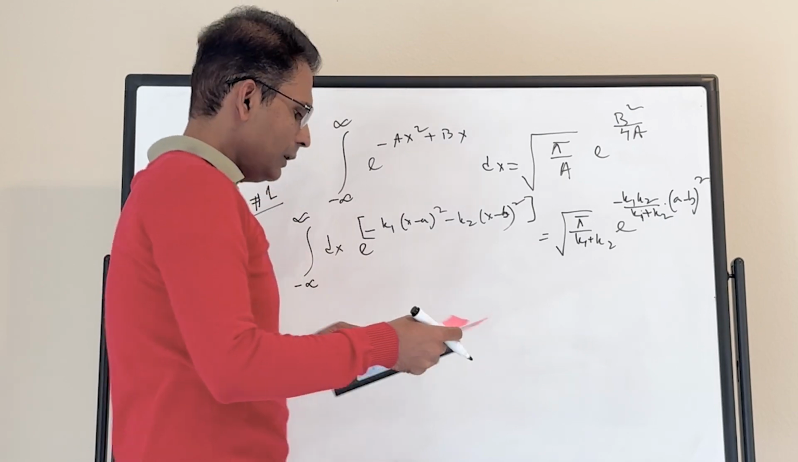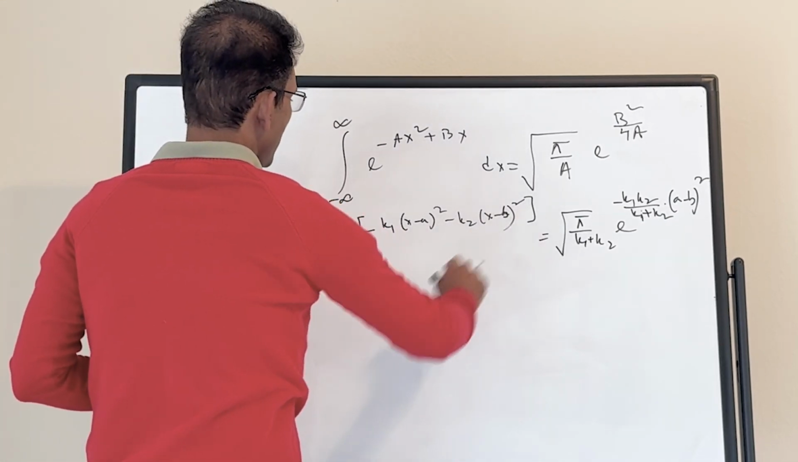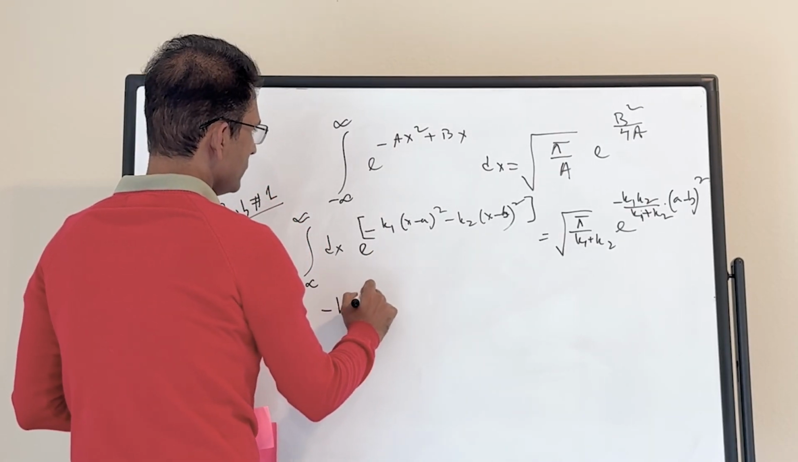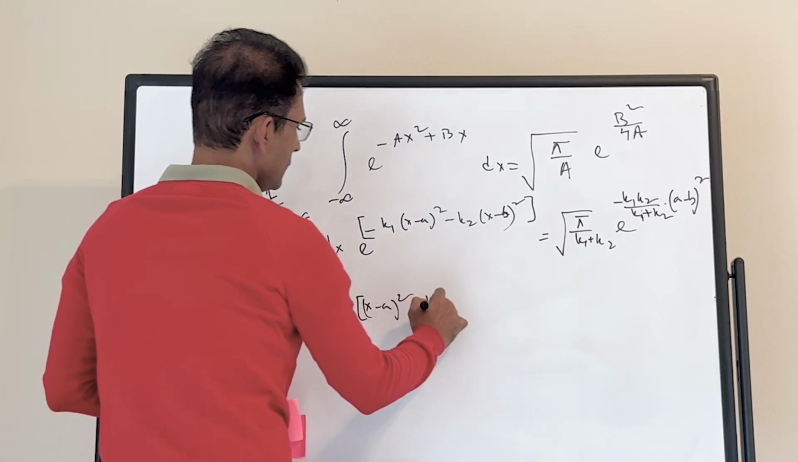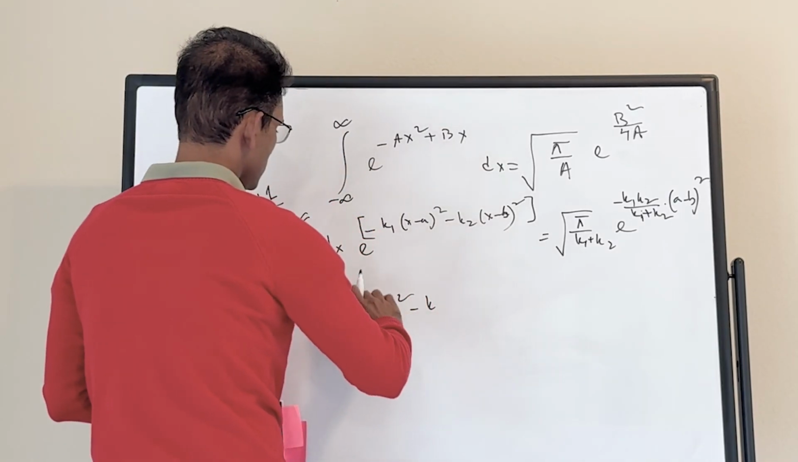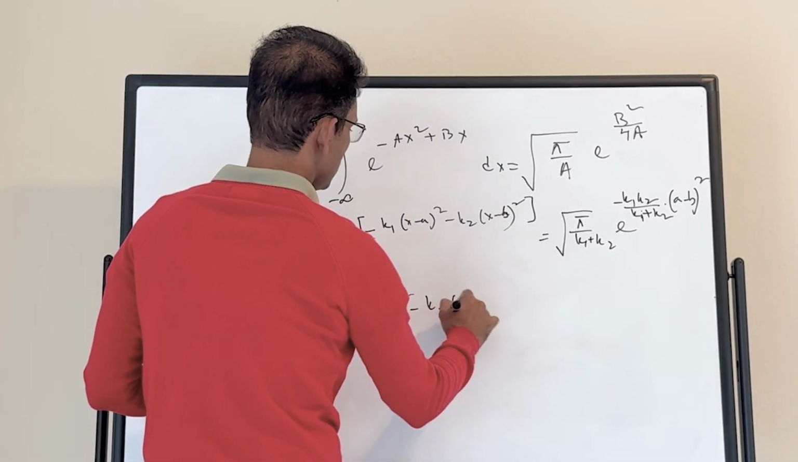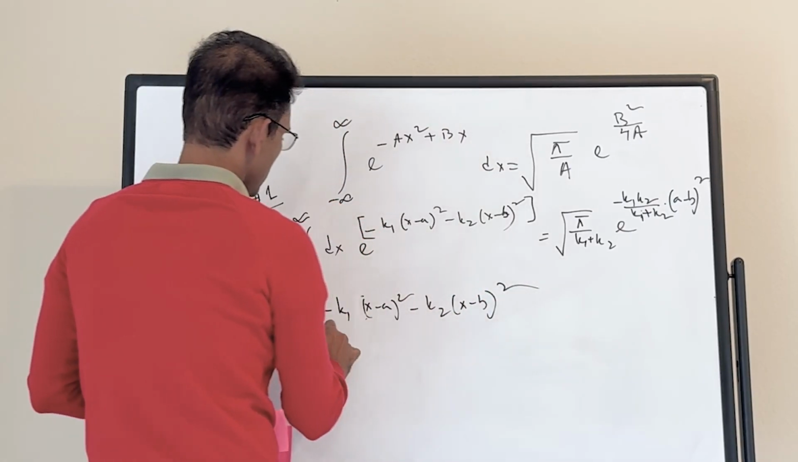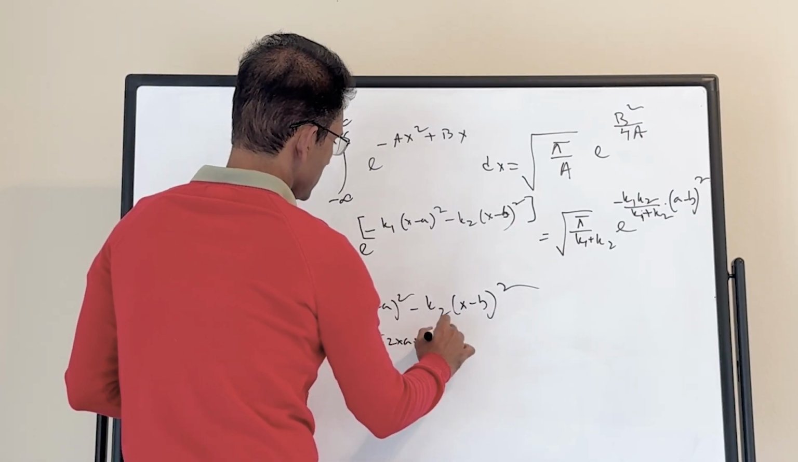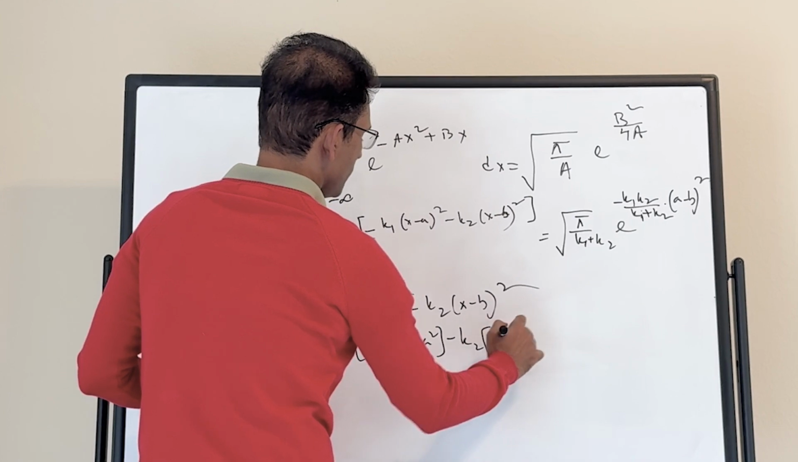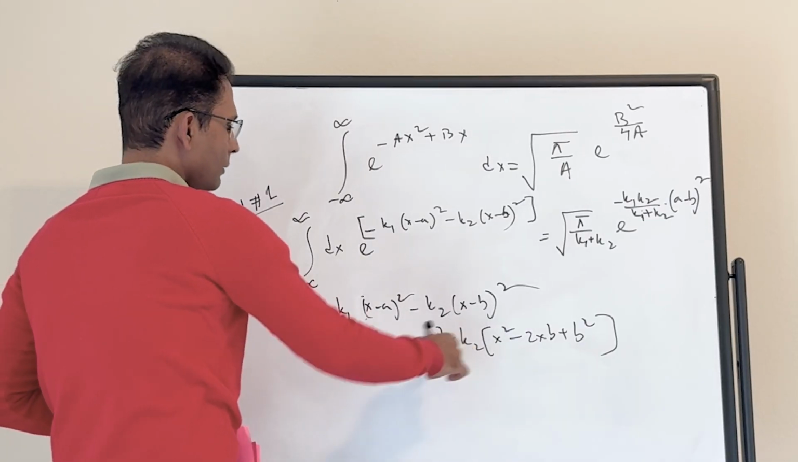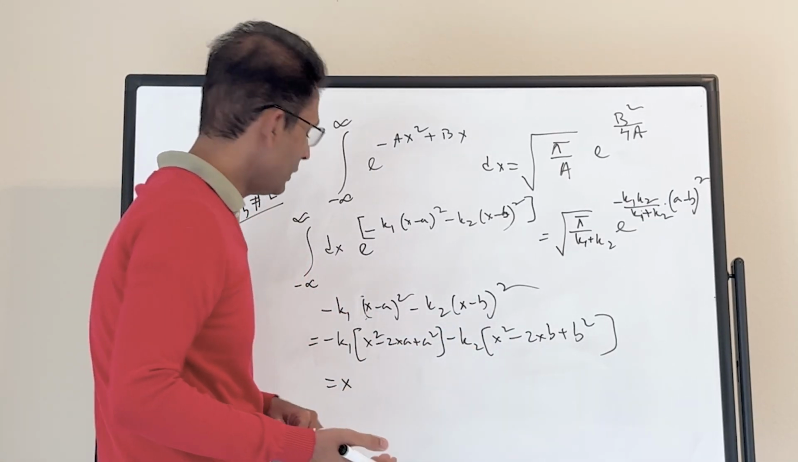All right. So let's expand what we have in the argument of the exponential function. So you have minus k1 (x minus a) squared minus k2 (x minus b) squared. You can write this as minus k1 times, expanding this, x squared minus 2xa plus a squared, and then minus k2 times x squared minus 2xb plus b squared, right? And then you can combine the like terms. It's just 7th grade algebra.